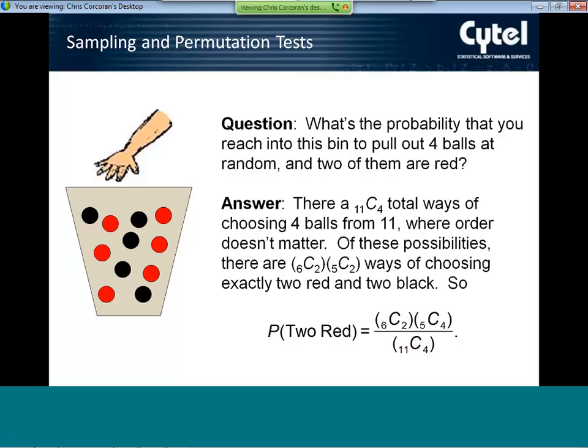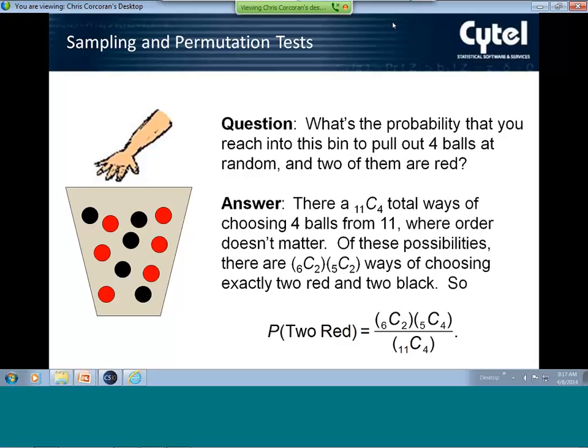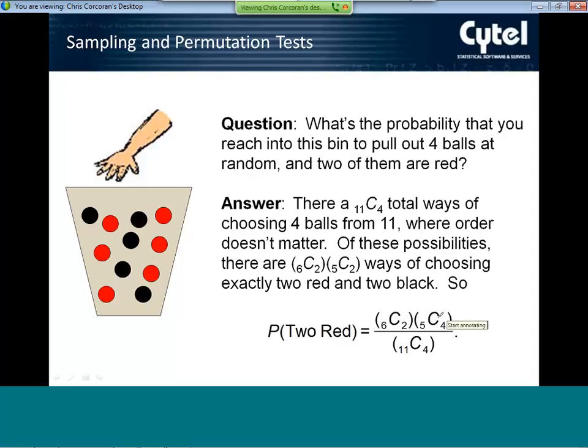Of all of those possibilities, there are 6 choose 2 ways of choosing 2 balls from the red, and 5 choose 2 ways of choosing 2 balls from the black. So this equation down at the bottom gives us the probability that out of a sample of size 4, we select exactly 2 red. By the way, I just noticed there's a little typo here. That should be a 2.